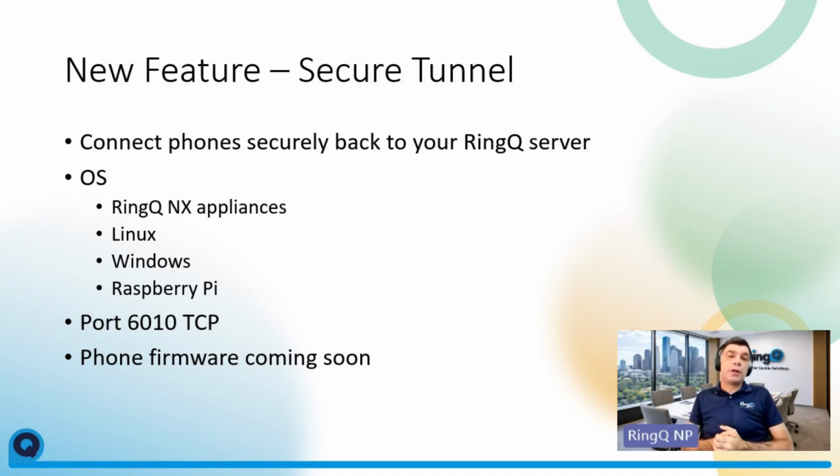You can install the secure tunnel client on a RingQ NX appliance. We do have appliances available to install both the PBX and the secure tunnel as well. We have a Linux installer as well, Windows, and you can also install it on a Raspberry Pi. Now for the secure tunnel to work, you need to have port 6010, which is a TCP port, open on your firewall. And this is very handy since we have recently introduced the secure tunnel. You may have already had RingQ installed beforehand, so you may not have opened port 6010. That's where the port scanner comes in handy as well.